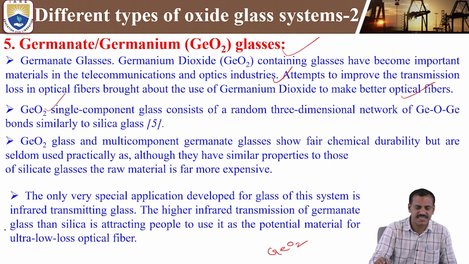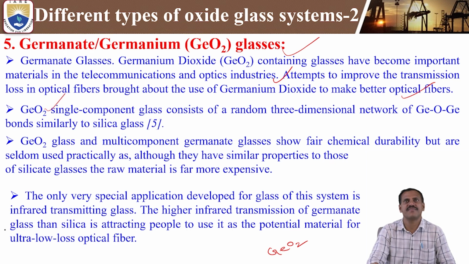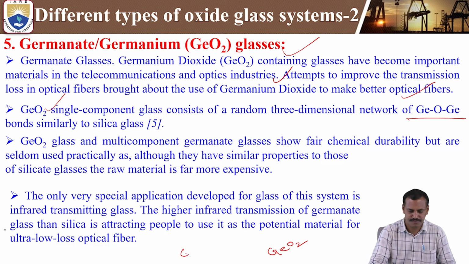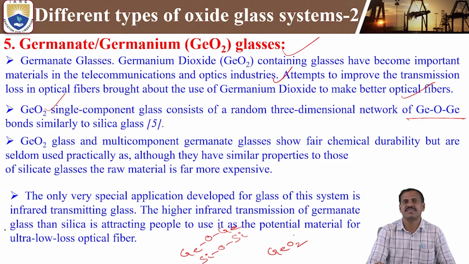Coming to germanium dioxide, the single component glass consists of a random 3-dimensional network of germanium, oxygen, germanium bonds, similar to silica based glass. That is germanium, oxygen, germanium, and silicon, oxygen, silicon. Both the silica based glass system and the germanium based glass system have a similar bonding and network structure.